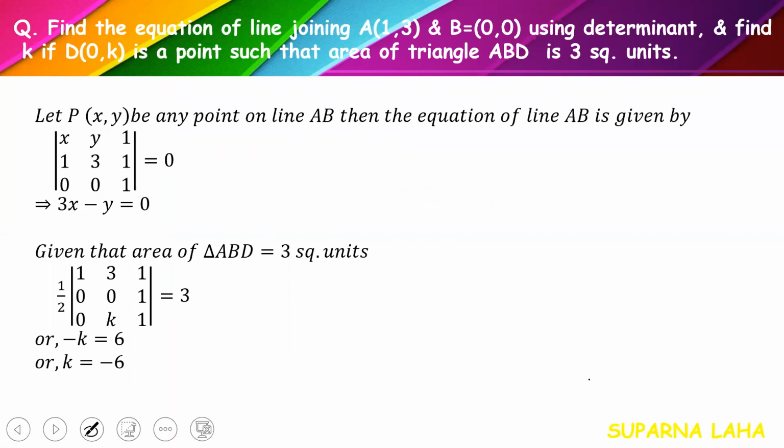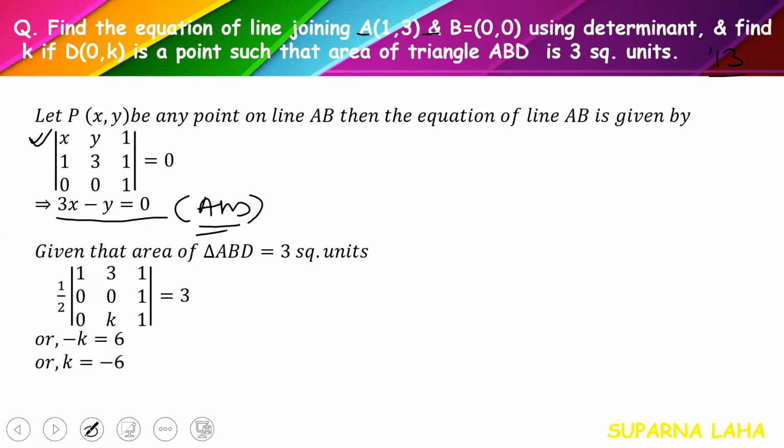The first problem, I think, was in the CBSE question paper in 2013. Find the equation of the line joining A (1, 3) and B (0, 0) using determinants. You know that for 2 points, this determinant should be 0, and from this determinant value we can easily find the equation of the line joining the 2 points A and B. So here is the equation of the line.